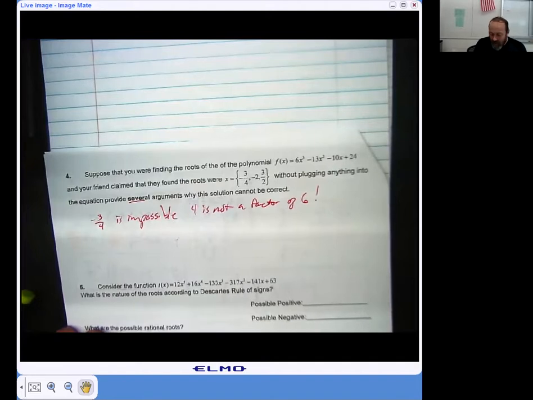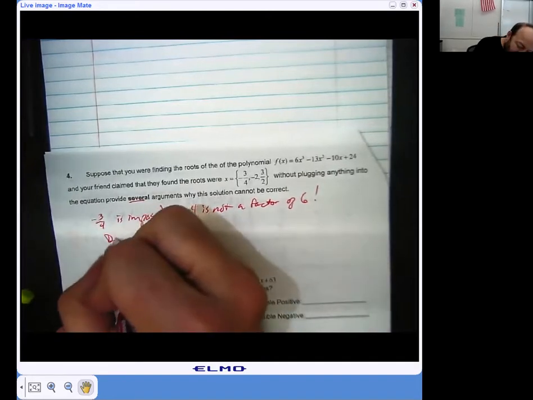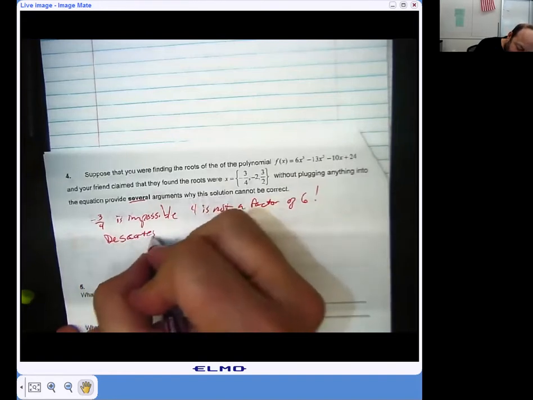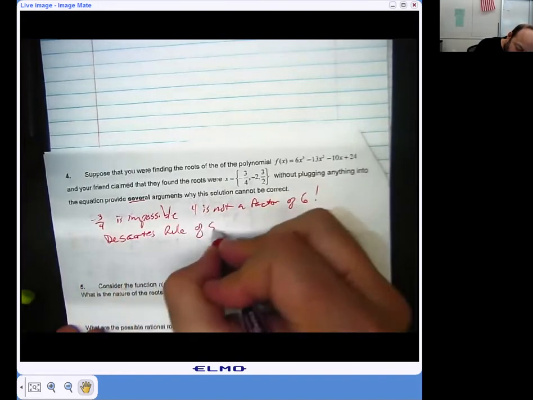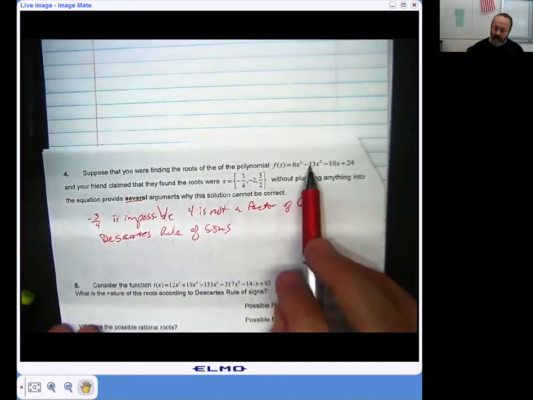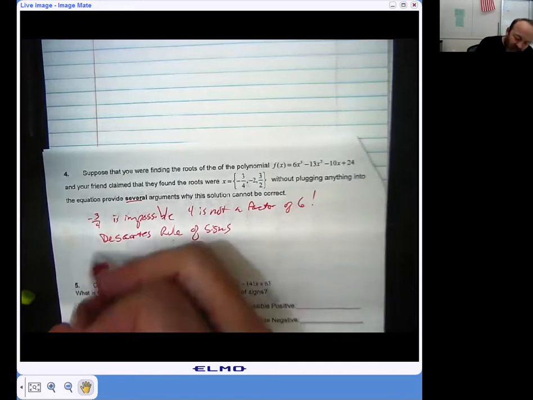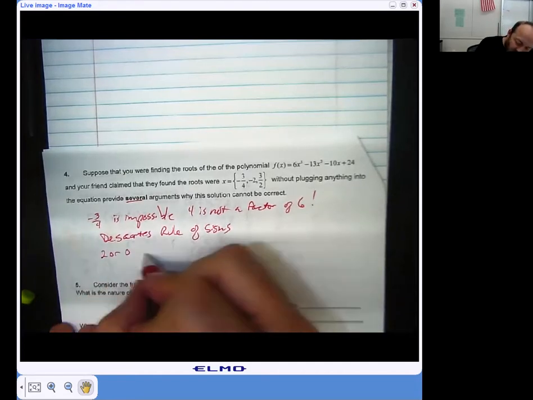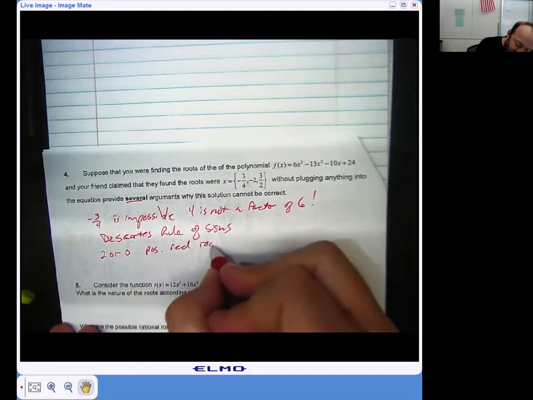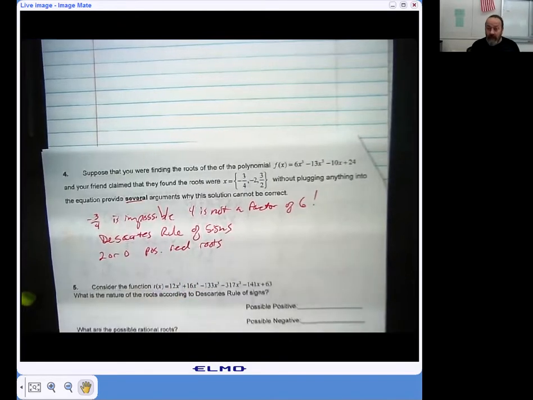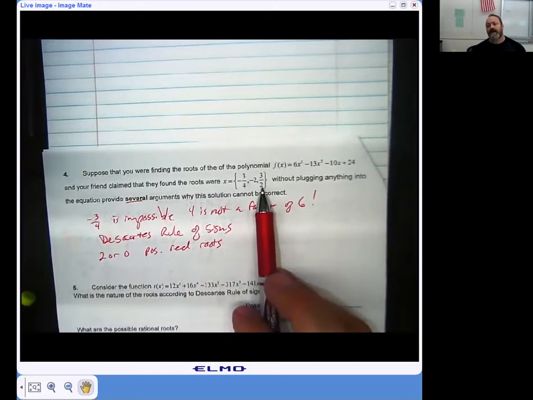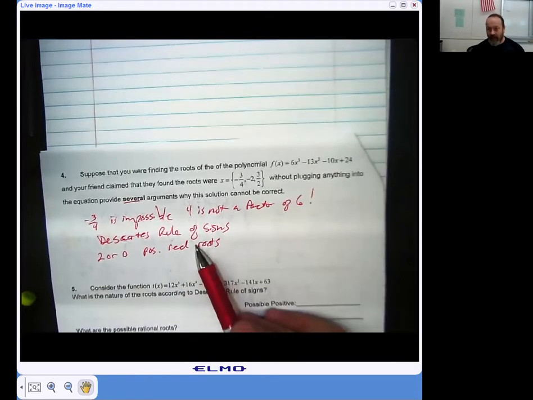Now, there may be other ways, but I personally looked at Descartes' rule of signs. And right away, what I noticed is when I counted, I saw 1 sign change here and 1 sign change here. So there should be 2 or 0 positive real roots. Now, that doesn't mean nice roots, but just means positive real roots. And this person claimed that there was exactly 1 positive root, which is not even a possibility.